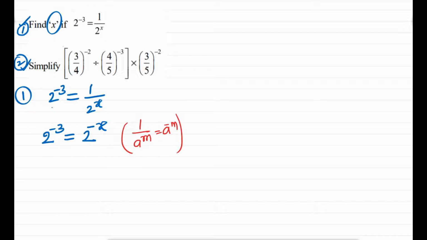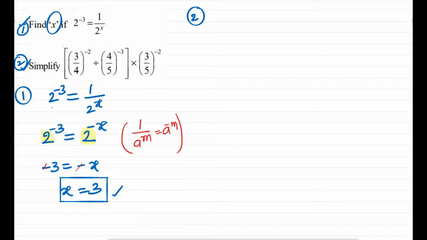Now both bases are equal, so we can equate the powers. Minus 3 is equal to minus x. Both signs can be cancelled, what remains is 3 is equal to x. So we can say that x is equal to 3. This is the answer.